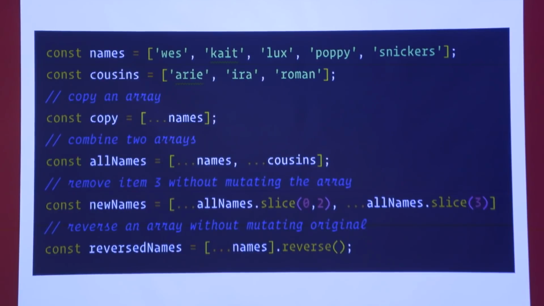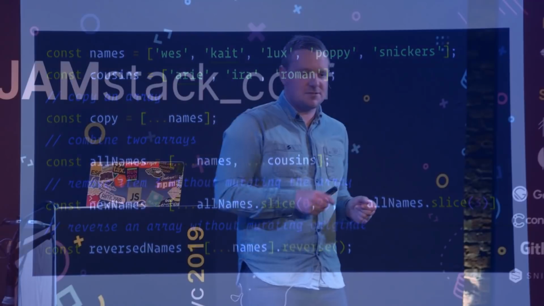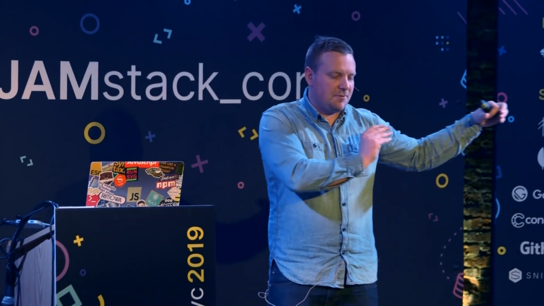If you want to merge multiple arrays, you simply spread both of those into the new array. If you want to remove an item from an array, this is pretty popular in the React and Redux world, where if you have an item you want to take out of an array, you can't just pull it out because that'll mutate the original array. So you create a new array, and you take everything before the item you want to remove and everything after it, and then the item you want to remove is just left out of the new array.